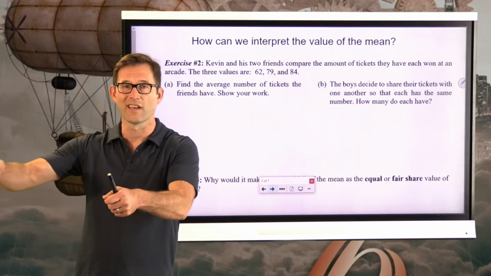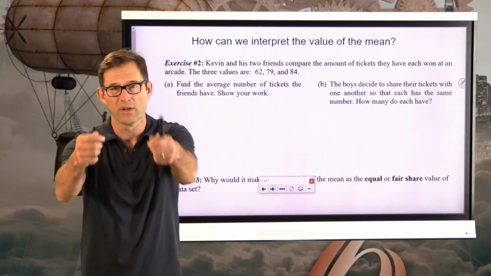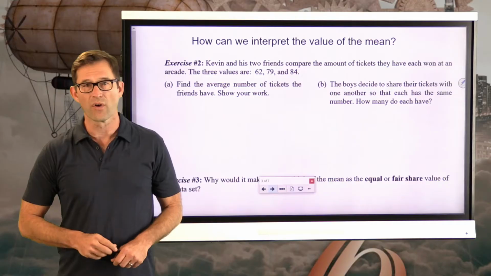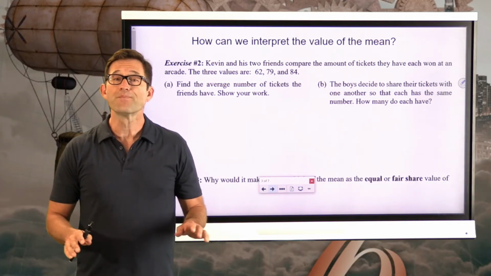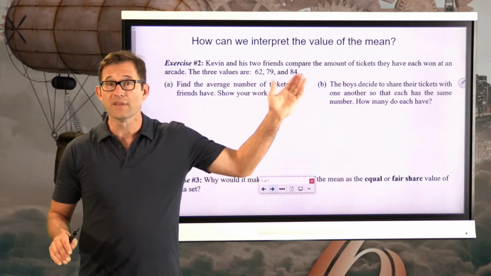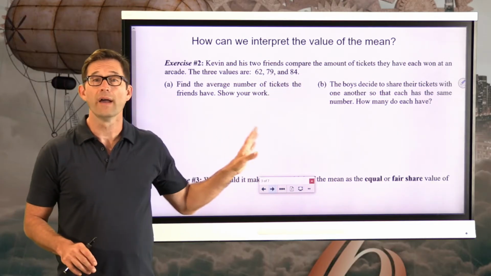All right, so you've probably all been to an arcade, right, where you're playing games, and you get all those tickets that kind of come out. In the end, you go up and you redeem them for something that would have cost you 75 cents at a local store. All right, and we've got these three values, and I want you to find their average.